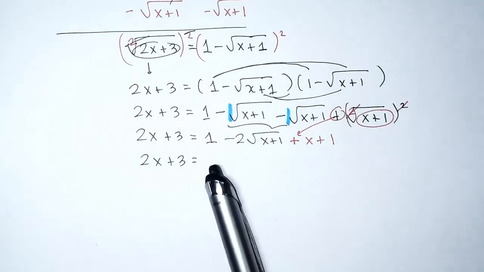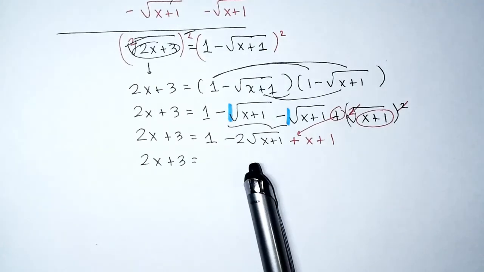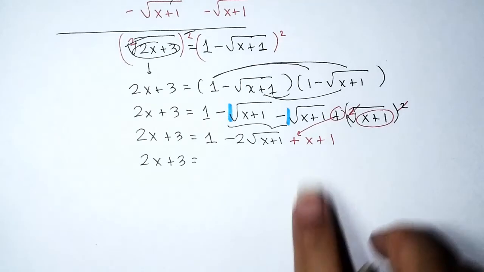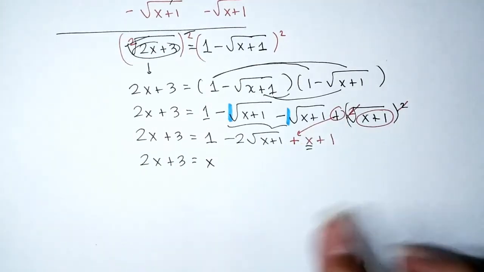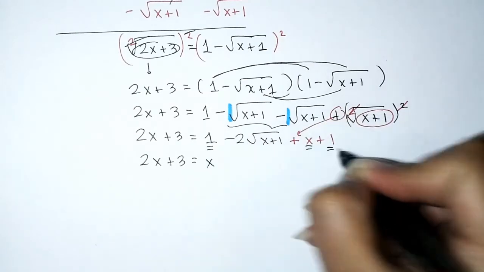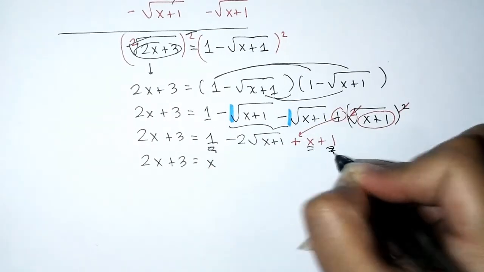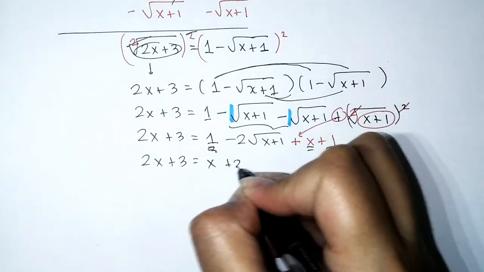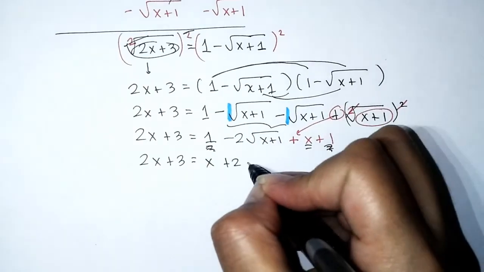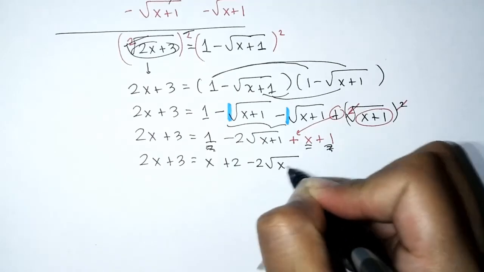I'm going to first put the variables, then the constants, and then the radical at the end. We only have one variable term. Let's bring it down. The sum of the constant terms, namely 1 and 1, will give us 2. And then we have that radical, minus 2 times the square root of x plus 1.